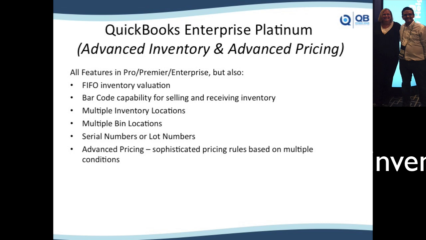It gives you FIFO inventory valuation, which I mentioned earlier. It's already in QuickBooks Online. It gives you barcode capability for selling and receiving. And by the way, it's still very weak. I like to call advanced inventory more like intermediate inventory because the barcodes are extremely thin, in my opinion.